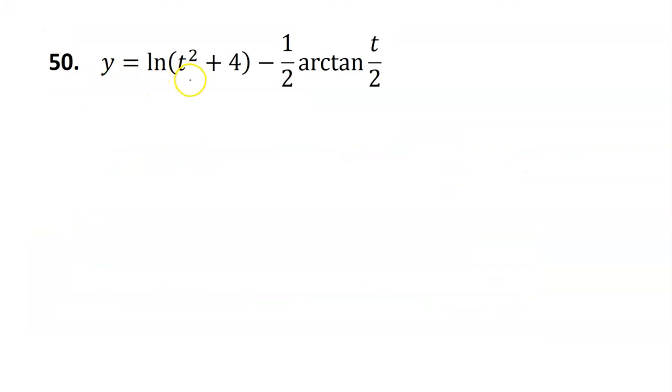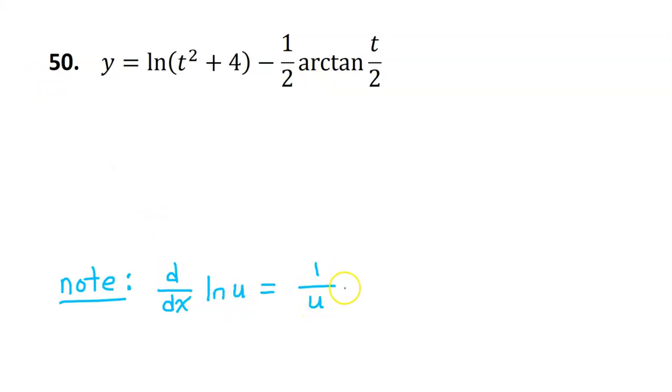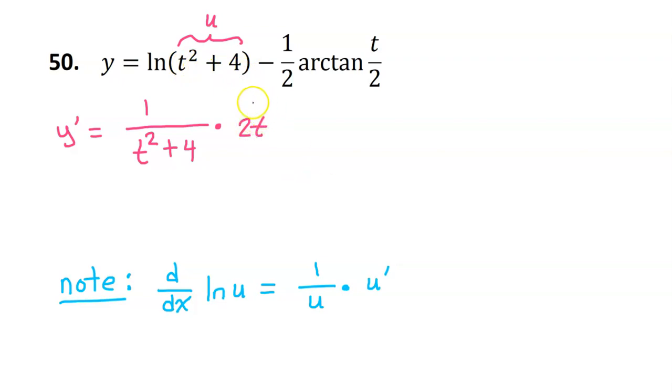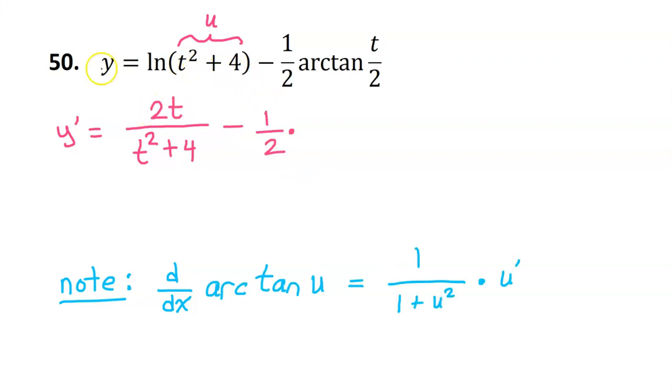For number 50, we are going to take the derivative term by term. Remember that the derivative of natural log u is 1 over u, except because of the chain rule, we have to multiply by u prime. In this case, u is t squared plus 4. So the derivative of natural log u becomes 1 over t squared plus 4. But because of the chain rule, we need to multiply by the derivative of t squared plus 4, which is 2t. I'm going to put this right in the numerator. Next, we bring down the -1/2, and now it's time to take the derivative of arctangent t over 2.